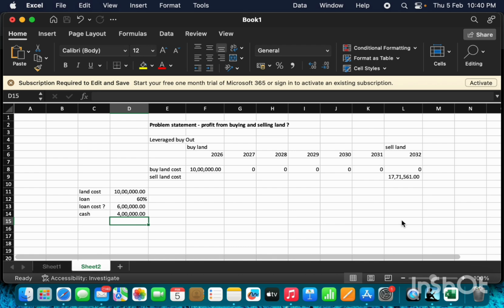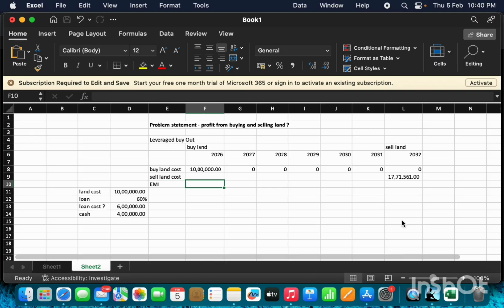Now see what the plan is. Let's draw out the leveraged buyout plan. The plan is that I buy land at this time and I sell land at this time, which basically implies that this is your outgoing money, and this is your incoming money. Now, what else is outgoing? There is something called EMI.